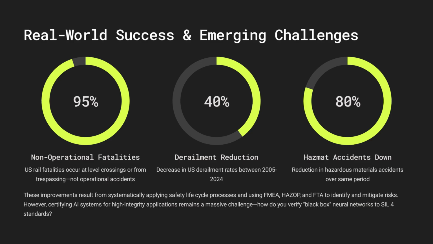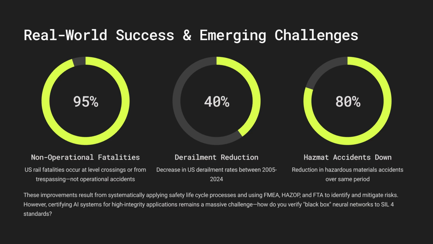And the data, particularly looking at the U.S., paints an interesting picture about where the real risks lie today. It really does. It's a statistic that often surprises people. In the U.S., something like 95% of all rail-related fatalities don't happen to passengers or crew on the train during operations. 95%. Where do they happen then? They happen primarily at level crossings, cars or pedestrians trying to beat the train, and from trespassing on the tracks. The number of people killed while trespassing on railway property in the U.S. far, far outweighs the number killed in actual train operating accidents.